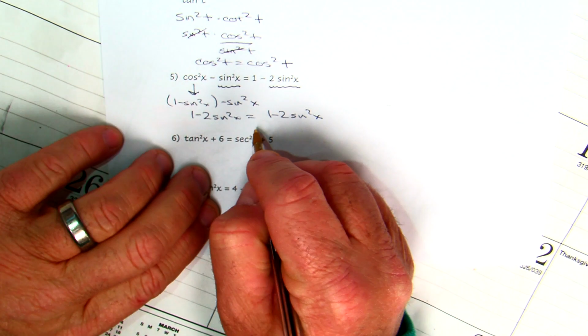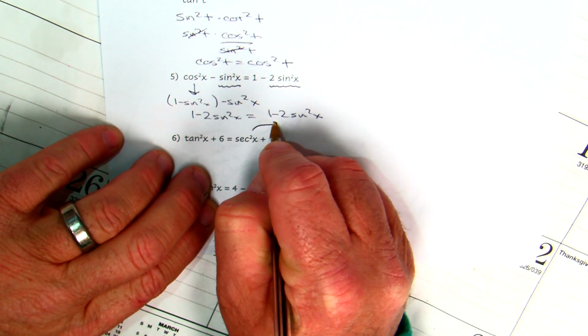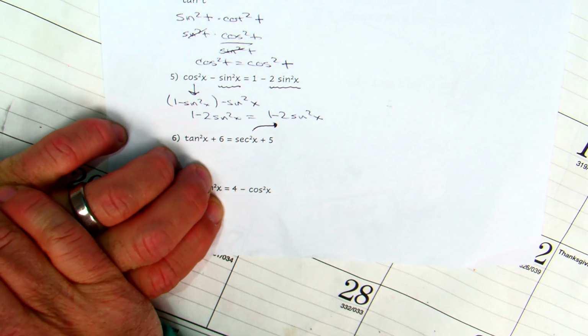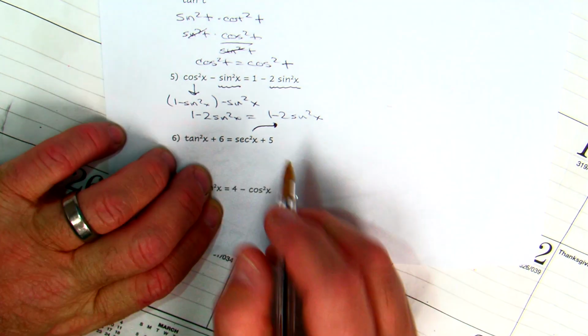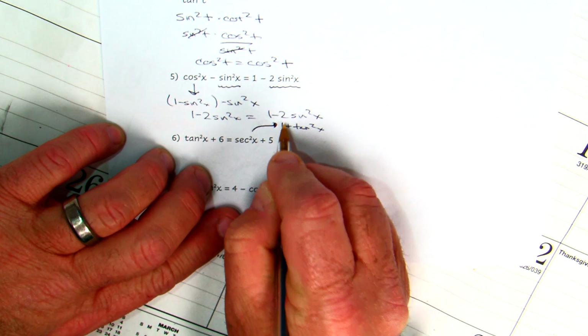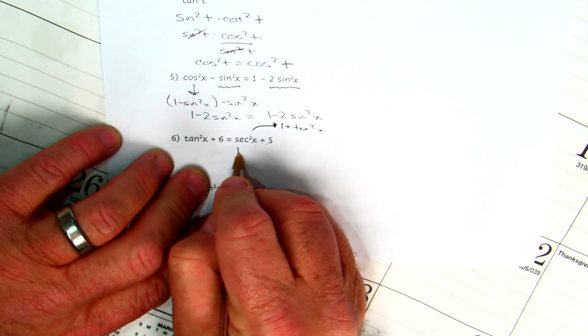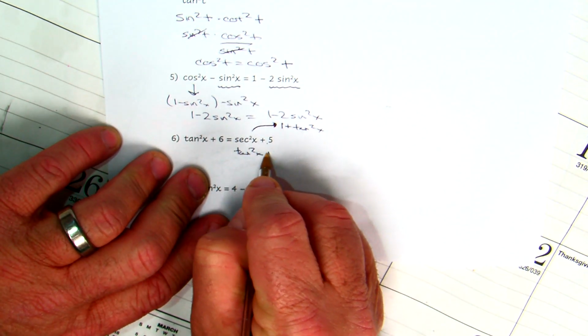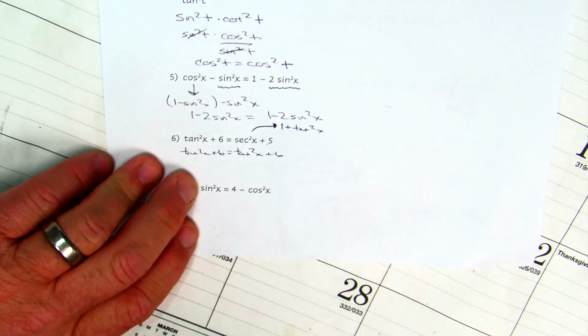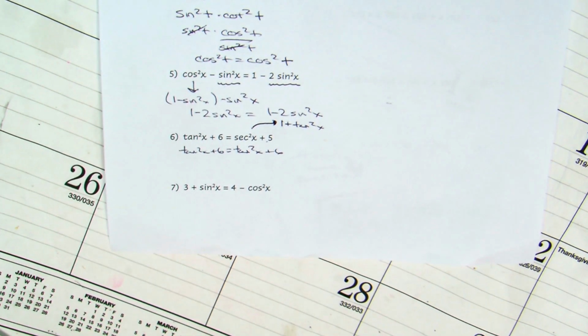Alright, to make it as straightforward as possible with your Pythagorean identities, try to substitute the one that's isolated. So in your Pythagorean identity, secant squared is 1 plus tangent squared. When I add the 1 and the 5, I get 6. So this becomes tangent squared x plus 6. And yes, there will be one just like that on one of these.